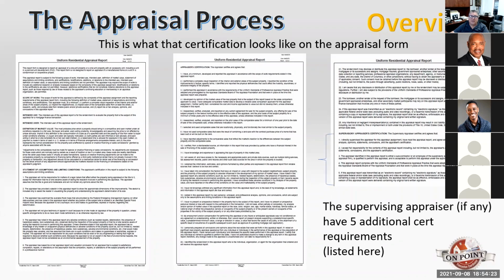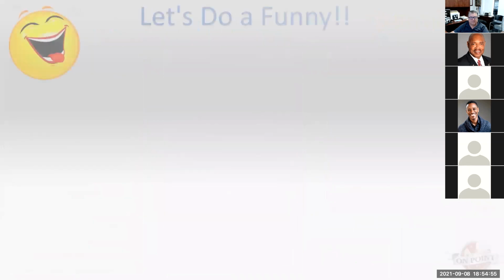Supervising appraiser, if any, have 5 additional certification requirements listed here. And that is these 5 here on the cutoff page in brackets. The certifying appraiser, because there's such a thing, kind of almost like a broker is to an agent, he's kind of like the appraiser's boss, if you will, overlooking the appraisal. They're certifying other things additionally to the rest of the certification. Any questions or comments on that?